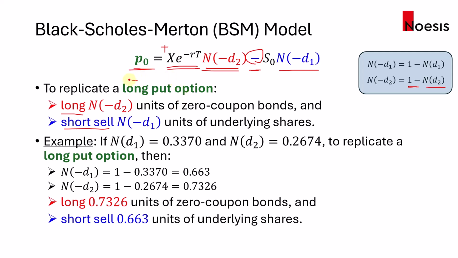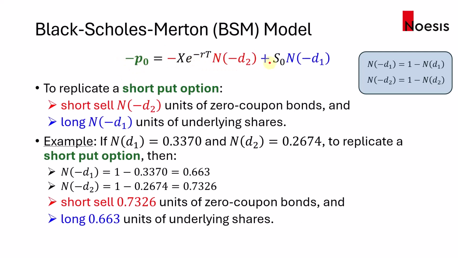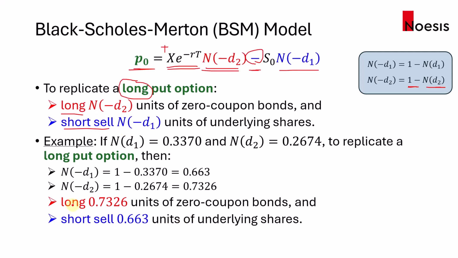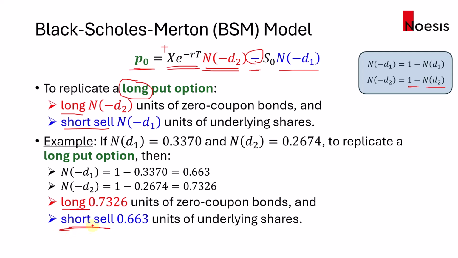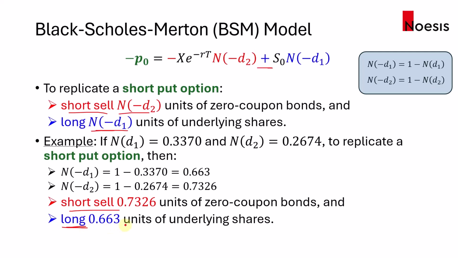Again, if you want to replicate a short put option, we just have to multiply a negative sign on both sides. And this time around, we'll have to short sell the zero coupon bonds, and we would long the underlying shares based on the values of N of negative d sub 2 and N of negative d sub 1. So it's just changing the side from long to short sell, and from short sell the shares to long the shares.